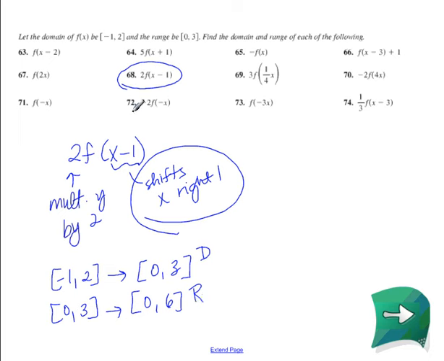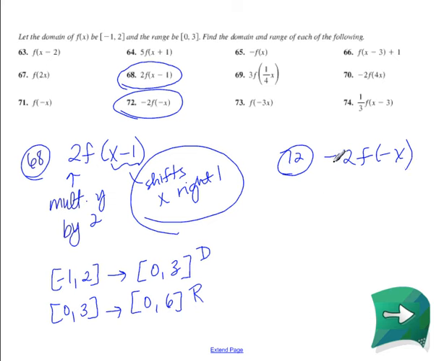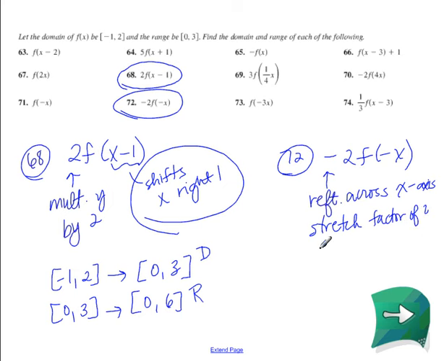Okay, let's do one more of these, like number 72. It's -2 times f of -x. Got a lot of things going on here. We have a reflection across the x-axis, since that's the outside. We also have a stretch of 2. And then we have a negative on the inside, which is a reflection across the y-axis. So think about the order in which we would have to do these. We need to reflect across the x-axis first, stretch by a factor of 2, and then reflect across the y-axis.